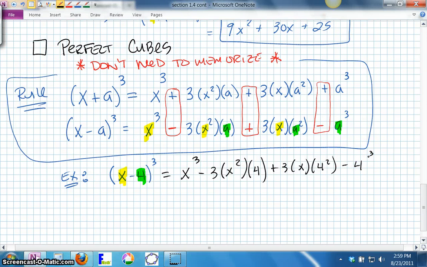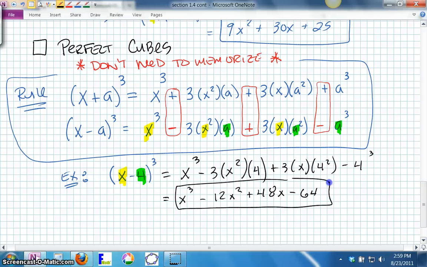And all we have to do now is simplify. So x to the third. Let's see here. 3 times 4 is 12, so that's 12x squared. 4 squared is 16. 16 times 3 is how much? 48x. And then lastly, 4 cubed is 64. How fast was that, you guys? So fast.